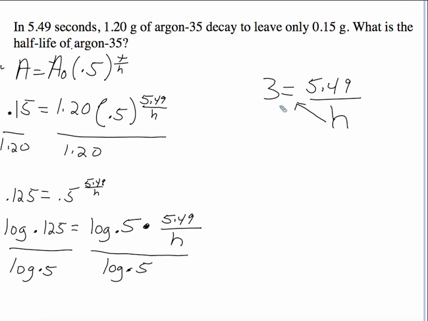Okay, now we can solve for the half-life h, but you have to get it out of the bottom, so you can trade sides with the 3. The 3 is on the top, so it's going to move to the bottom. The h is on the bottom, so it's going to move to the top. So the half-life will be equal to 5.49 over 3, and the half-life ends up being 1.83 seconds. That's it. I hope you got this right and understand the problem.